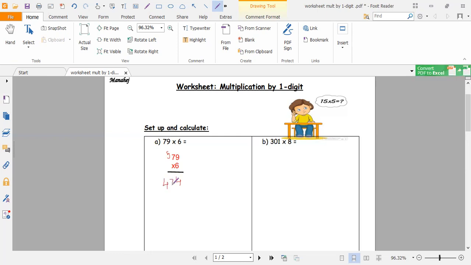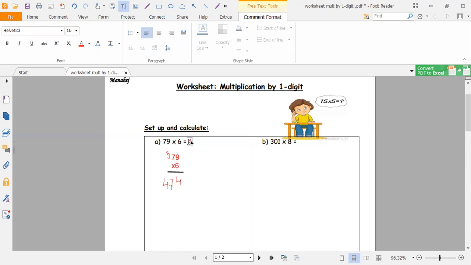So the answer is 474, and we write the answer here, 474.